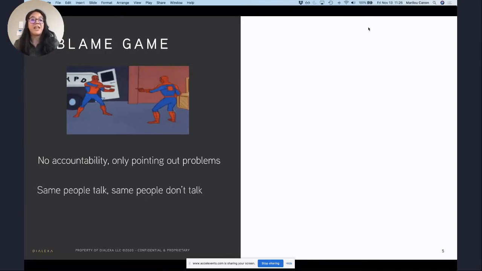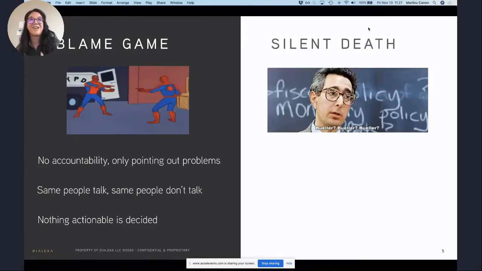Also, the same people talk and dominate the conversation, which means that the same people don't talk because they don't feel they have that safe space to honestly express how they feel, because it's being dominated by the people that are probably making them feel a specific way. And nothing actionable is decided because you spend the entire allocated time, the entire hour, just blaming people to get it out of your system, to rinse and repeat and have the same blame game conversation at the end of the iteration. Another retrospective that you may experience is what I classified as silent death.